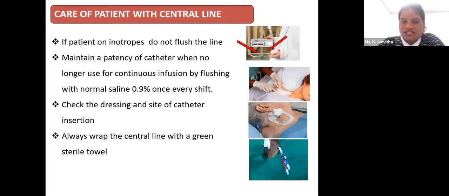And check the dressing site every day. Make sure that the dressing is very transparent. Nowadays most of them are using transparent dressings only. We should not use any Dynaplast. It is very difficult to identify the site if it gets any swelling or redness. And always wrap the central line with a green sterile towel in order to maintain the sterility of the catheters.